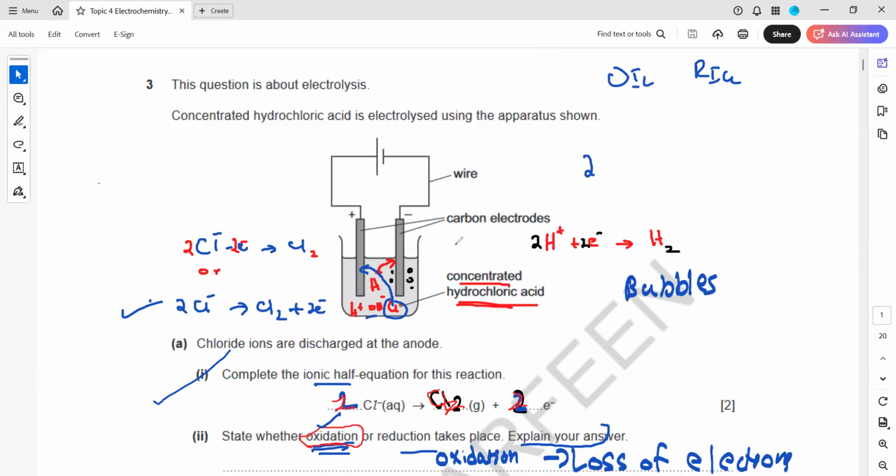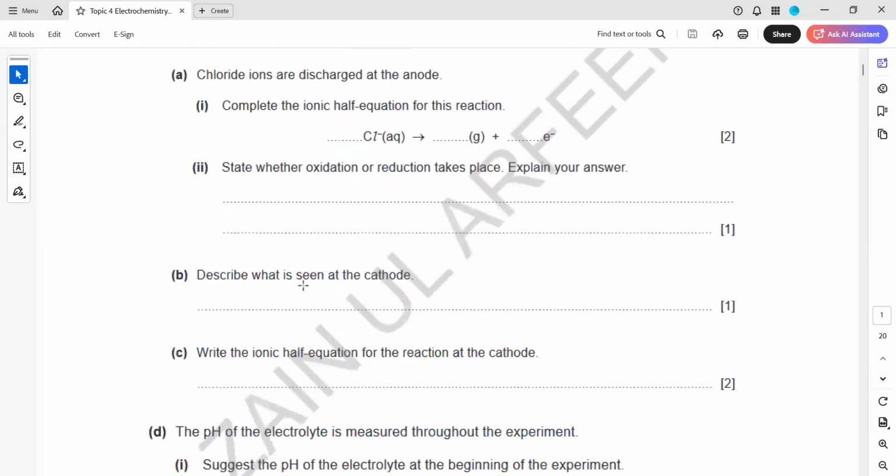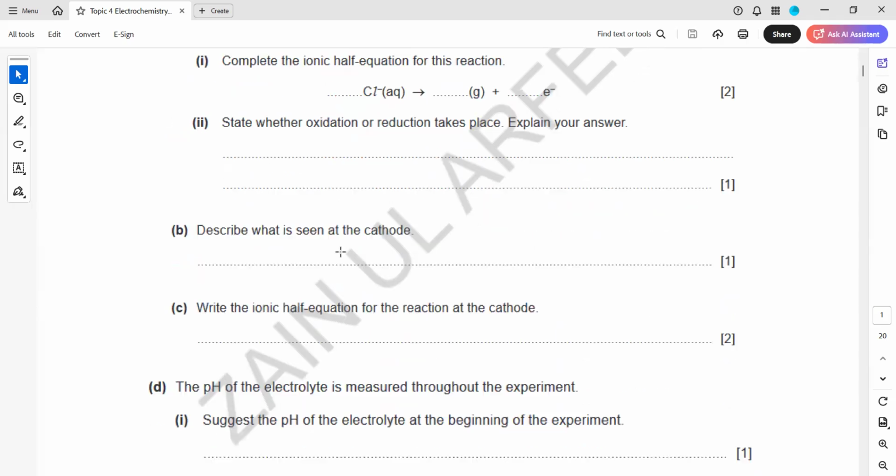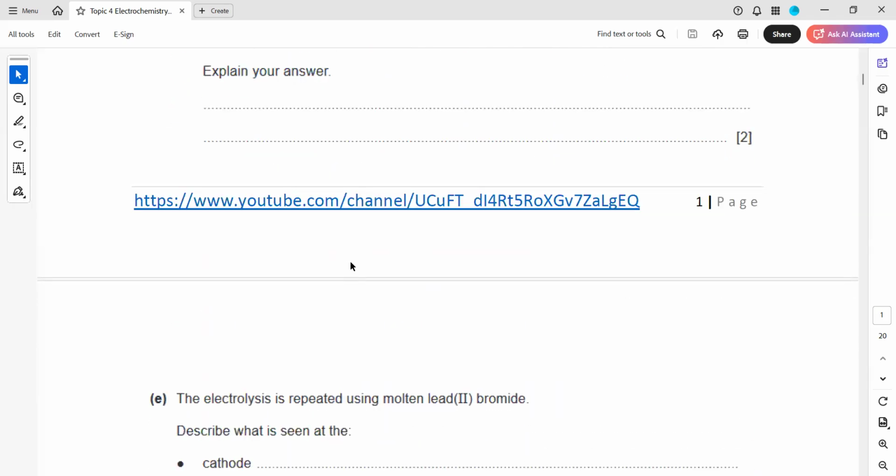So when hydrogen is formed at cathode, hydrogen is a colorless gas, so we'll observe bubbles. So here in the question, in part B, they ask to describe what is seen at cathode. So what is seen at cathode, we'll say bubbles. You can say effervescence, fizzing. These are the terms you can use when bubbles or a colorless gas is formed. So fizzing, bubbles, effervescence.